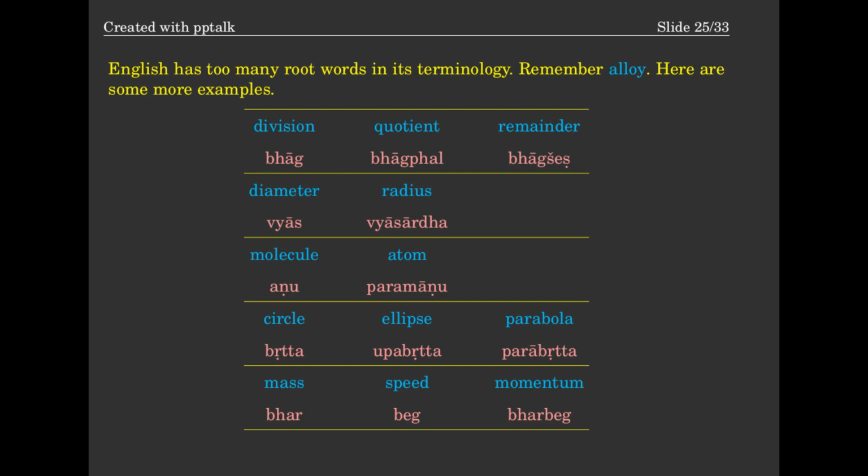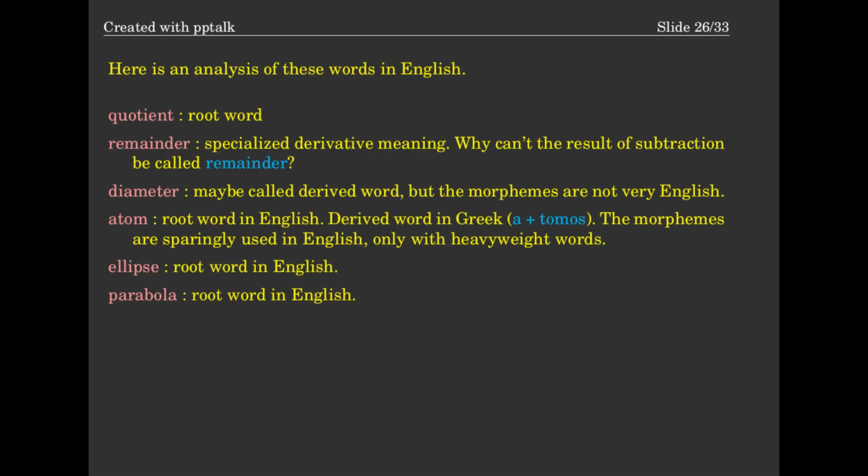Mass, speed. Mass in Bengali is bhar, speed is beg. Momentum, that is mass times speed. In Bengali, it is bhar beg. Let us analyze the words in English. Quotient is a root word. Remainder is not a root word, but it has a specialized derivative meaning. I mean, why can the result of subtraction be called remainder?